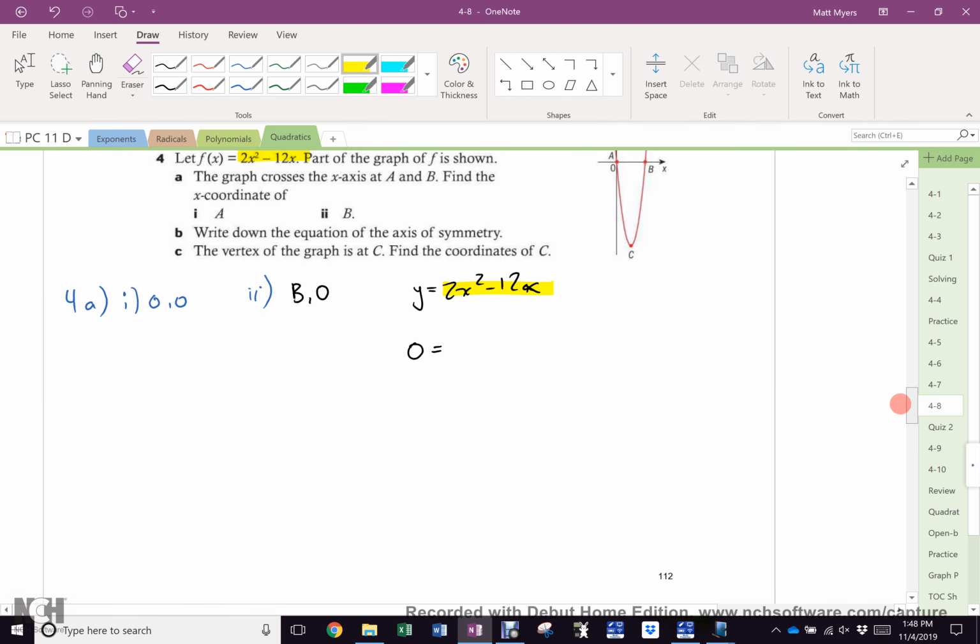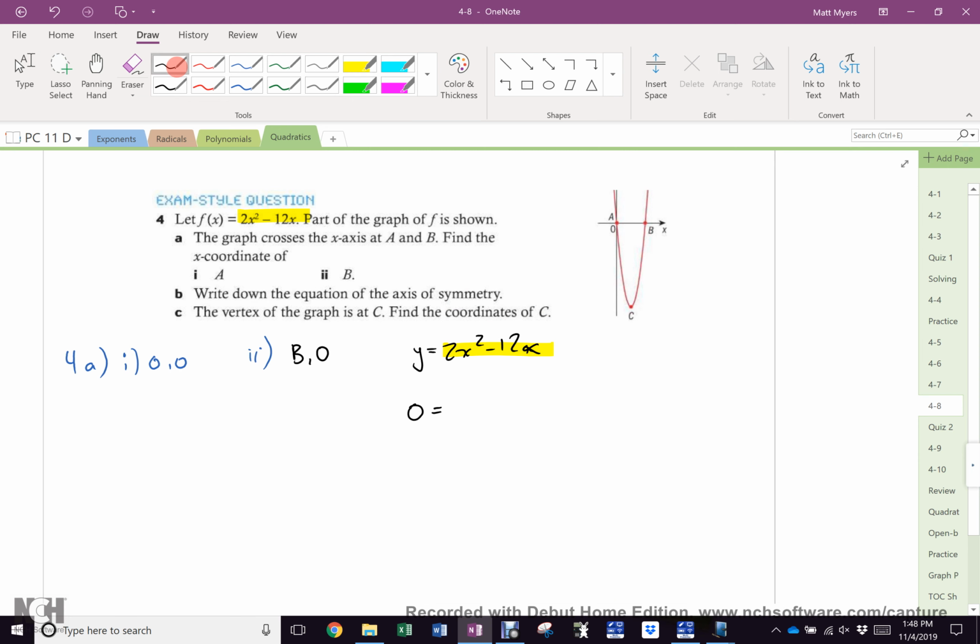Factor. So what should I do to that to get roots? Factor. What's coming out? 2x, and what's staying in? Minus 6. So one of my x's is 0. I already knew that. What's the other x? So this is really 6, 0. Right? All we're doing is factoring. It just looks different. Okay?